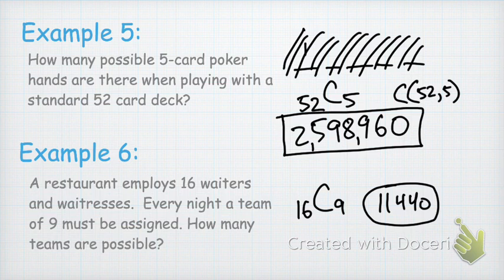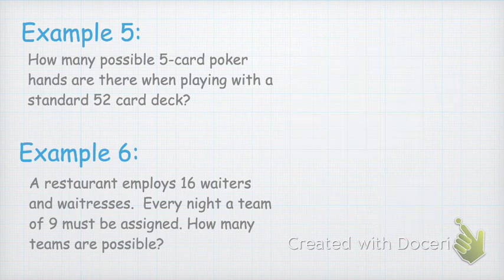Now, things can get more complicated if you need to pick a certain number of guys and girls, or if the first person picked is like the manager and the last person picked is the busboy or something, then it becomes more like a permutations problem. But they didn't mention any of those details in this, so let's not overcomplicate it.